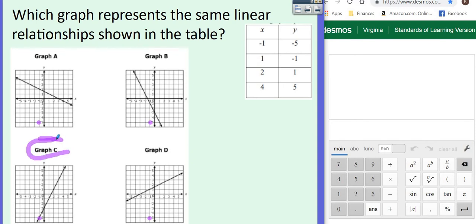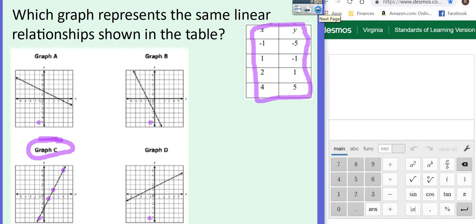Now I'm going to go ahead and plot the rest of the points just to show you where they are. So 1, -1 is right here. 2, 1, right there. And 4, 5 is right here. So if you plot all of these points on your graphs, you're going to find the one where all the points land on the line, and that will be your answer.